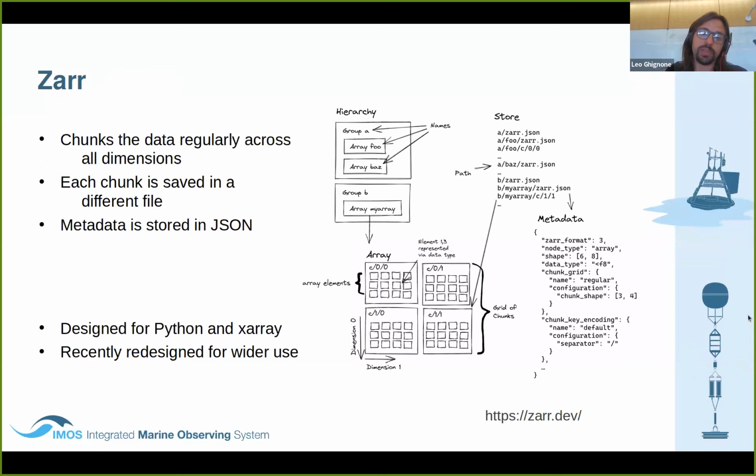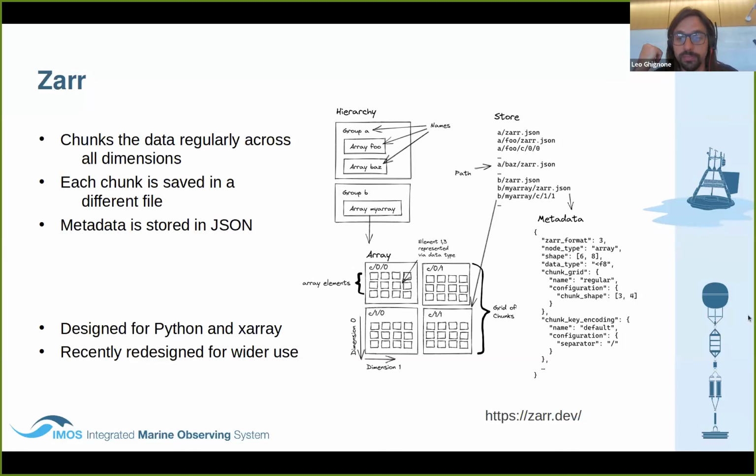The other format we're using is Zarr. The main feature of Zarr, I would say, is the chunking. We've got these multi-dimensional arrays. They can have 2, 3, 4 or more dimensions. What Zarr does is slice these arrays into squares or cubes, depending on how many dimensions they have, and each of these pieces is stored in a separate file.